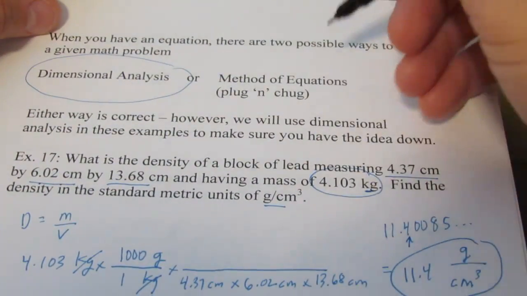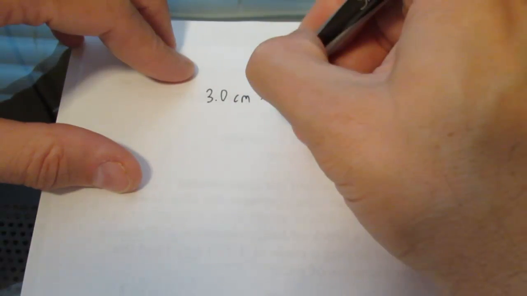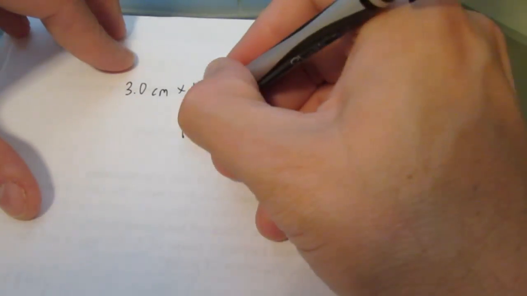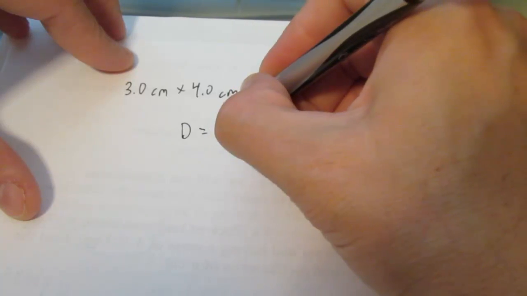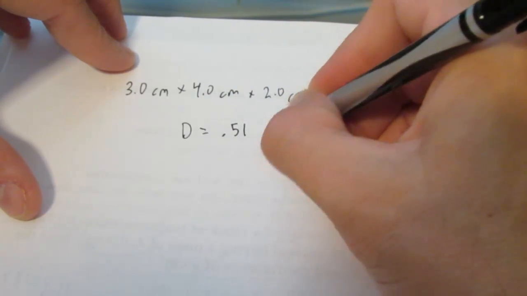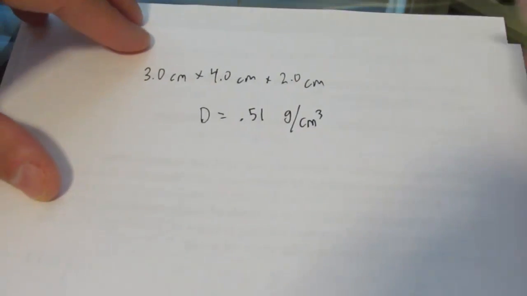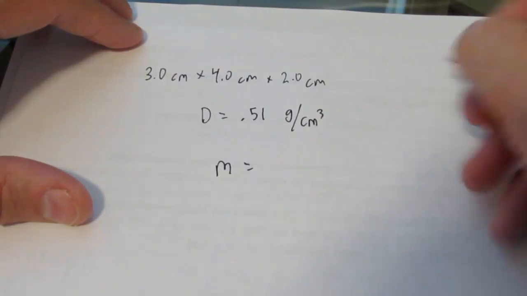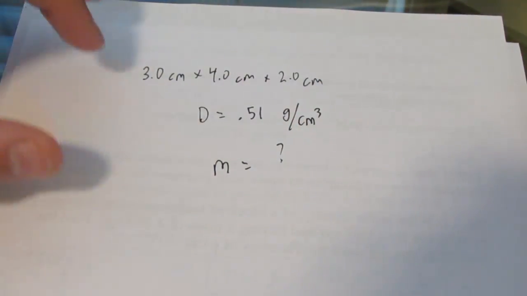We talked about how we can use dimensional analysis in doing a density problem. Perhaps I can do one just for fun that we might see on the test. Let's say that you have a wood block that's 3 centimeters by 4 centimeters by 2 centimeters. Okay? And the density of that block, let's just make it up. We'll say it's 0.51 grams per cubic centimeter. So I want to know the mass of that wood block. I don't know what it is, so I'm going to calculate that.